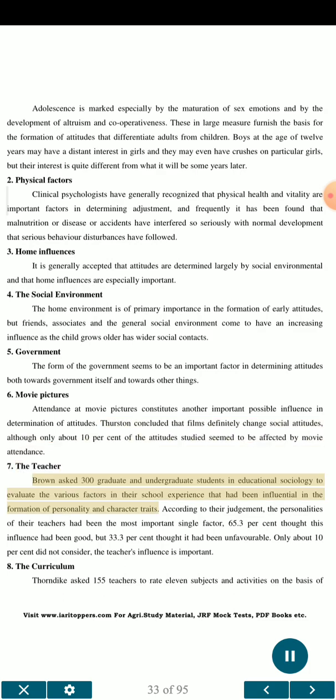Brown asked 300 graduate and undergraduate students in educational sociology to evaluate the various factors in their school experience that had been influential in the formation of personality and character traits. According to their judgment, the personalities of their teachers had been the most important single factor. 65.3% thought this influence had been good, but 33.3% thought it had been unfavorable. Only about 10% did not consider the teacher's influence as important.